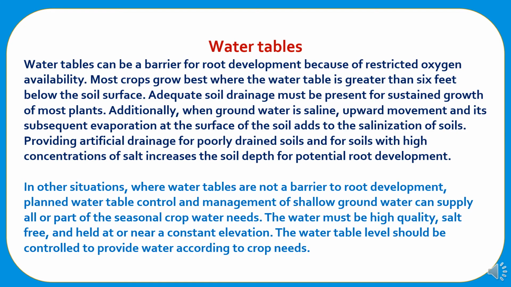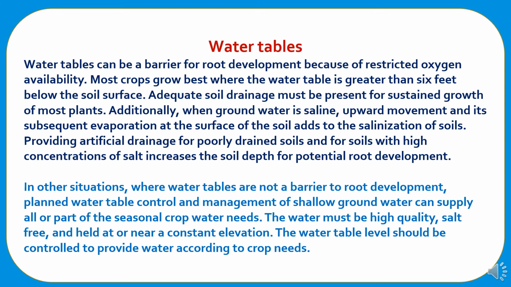Here we study about water tables. Water tables can be a barrier for root development because of restricted oxygen supply. Most crops grow best where the water table is greater than 6 feet below the soil surface. Adequate soil drainage must be present for sustained growth of most plants. Additionally, when groundwater is saline, upward movement and its subsequent evaporation at the surface of the soil adds to the salinizing of soils.